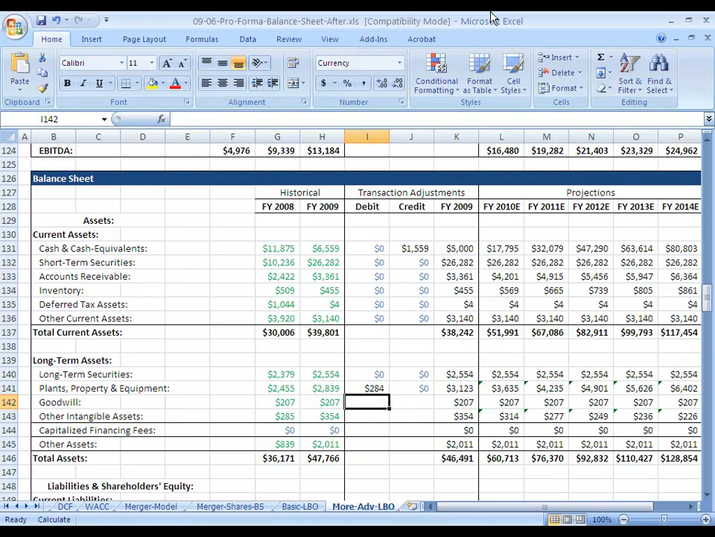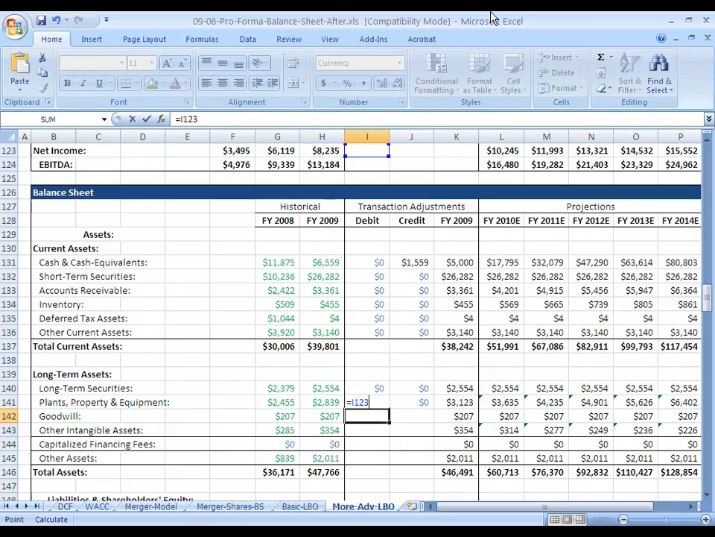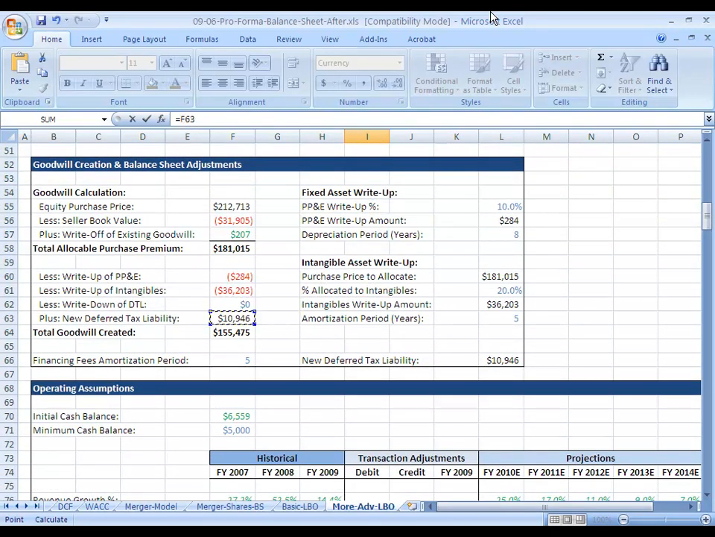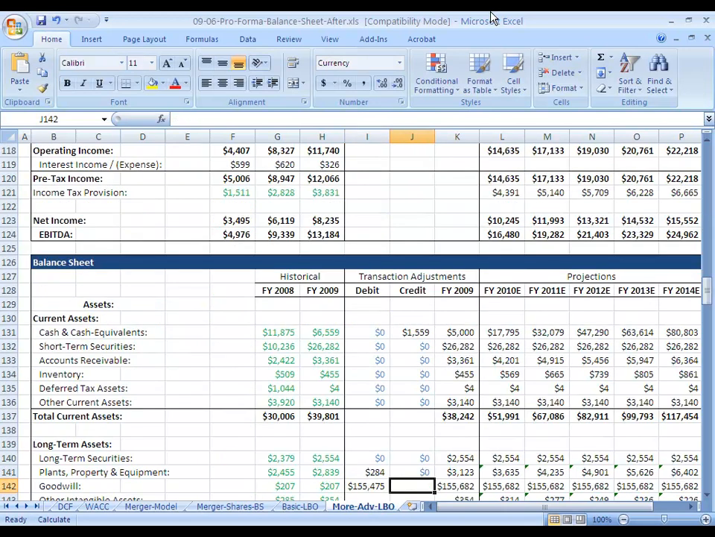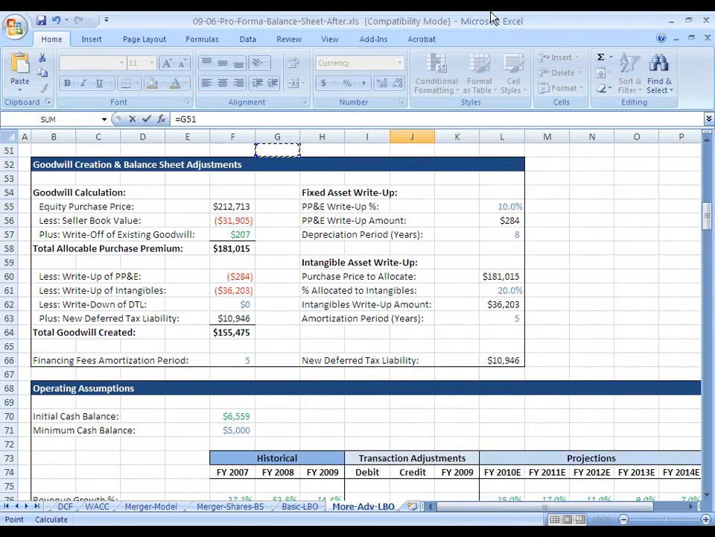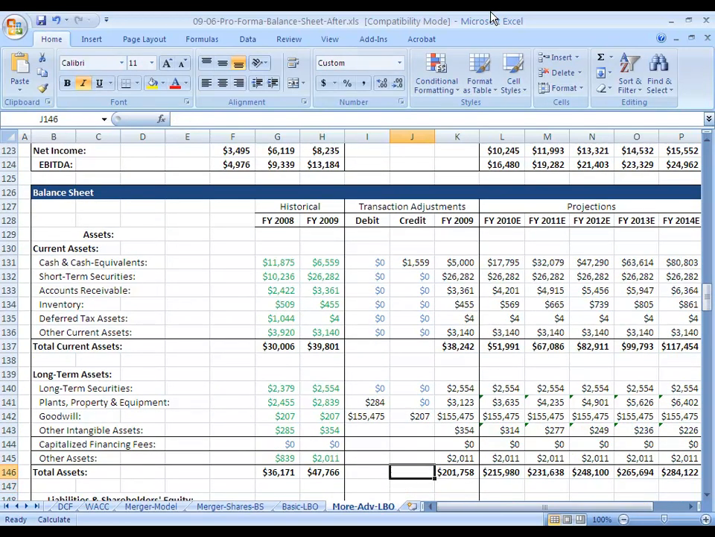Now for goodwill, remember that what we're doing here, we are creating some goodwill, but we're also writing down the existing goodwill balance. So on the debit side, I'm going to go up to our goodwill and purchase price allocation schedule. I'm going to add in this new goodwill being created. On the credit side, I'm going to go up to that schedule and I'm going to put in the existing goodwill that's being written off. So overall here, the new goodwill number is simply equal to the goodwill that we're creating. The reason this happens, of course, is because we're writing off the existing number, so the new number comes out to exactly the new amount that we're creating.